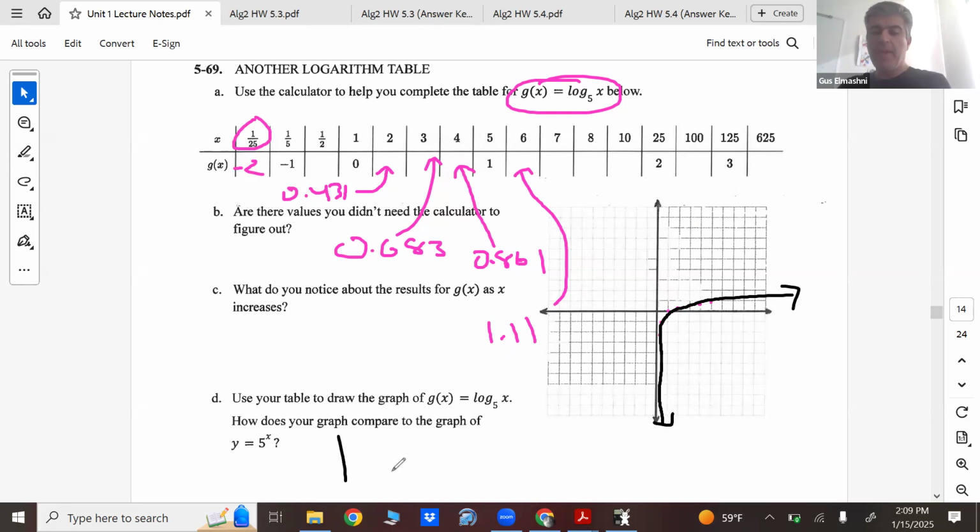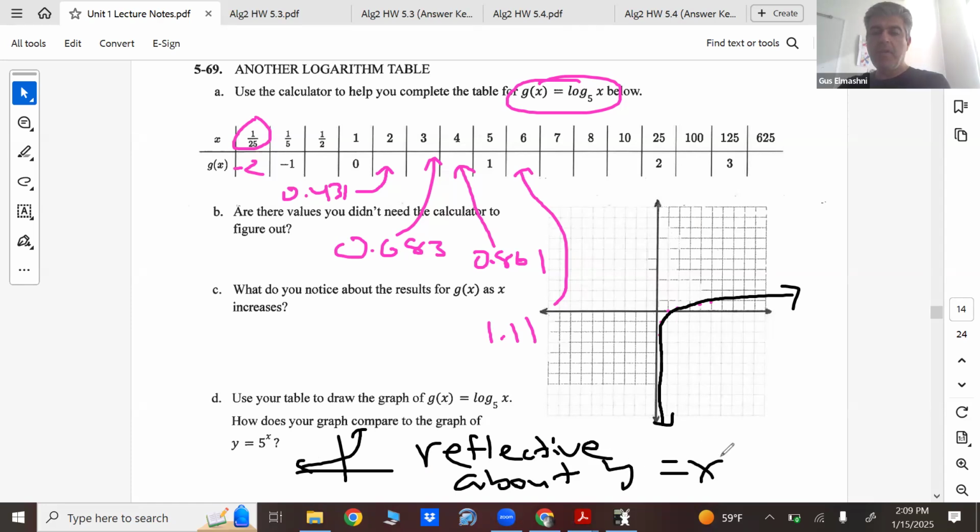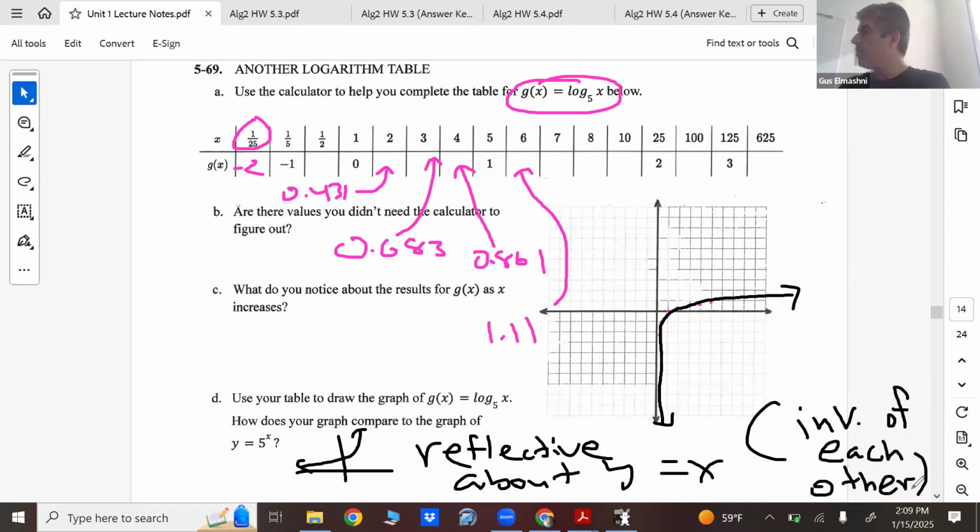How does it compare to y equals 5 to the x, which is this? It's reflective about y equals x. So it's the inverses of each other. So I just want to show you the graph of it because we will explore these graphs later.